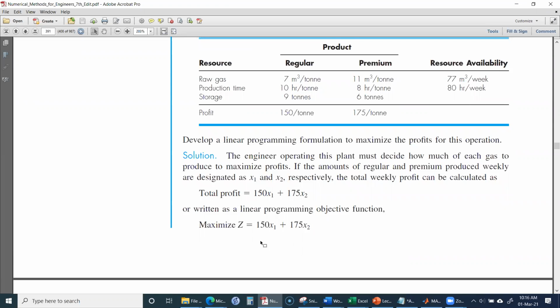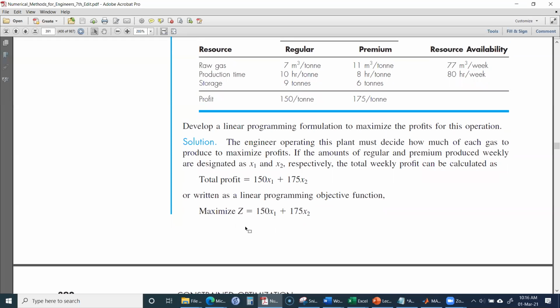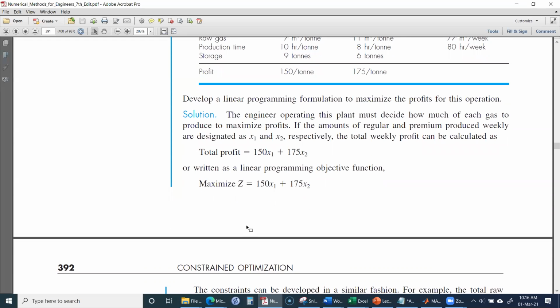That means we have to obtain the maximum value of this function. Without any constraint, we can put any value of x1 and x2 to get the value of Z. If we put a higher value for x1 and a higher value for x2, then we will increase the value of Z. But since there are some constraints, we can only obtain a certain maximum value due to those constraints. So now let's look at those constraints.